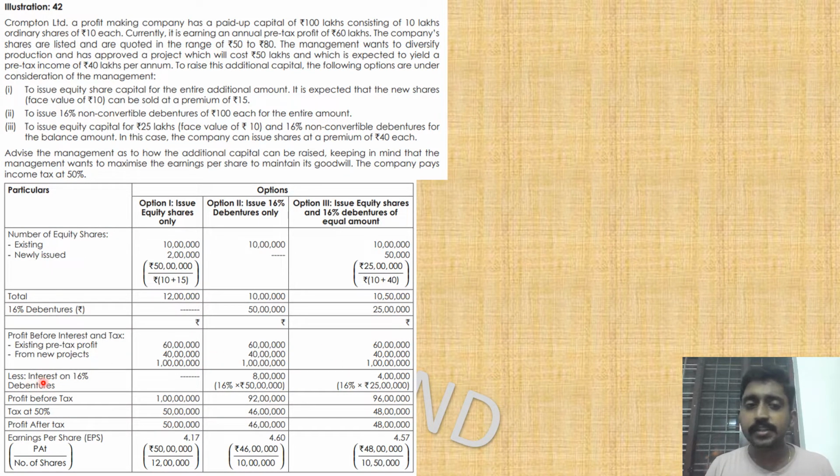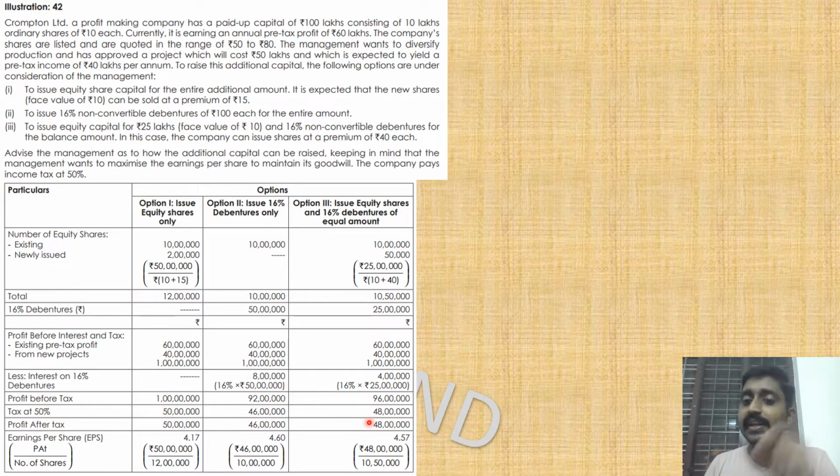Next, is there any interest burden? Option 1, there is no interest burden because it is fully financed by equity shares. Option 2, yes, we are giving 16% debentures for 50 lakhs. So 50 lakhs into 16% is 8 lakhs as the interest burden. Same way for option 3, 16% debenture for 25 lakhs. So 25 lakhs multiplied by 16%, 4 lakhs will be the interest burden. Reduce the interest burden from EBIT and you can find the profit before taxes. It is given in the question that the company pays an income tax of 50%. So if you reduce the tax of 50%, you get the profit after taxes.